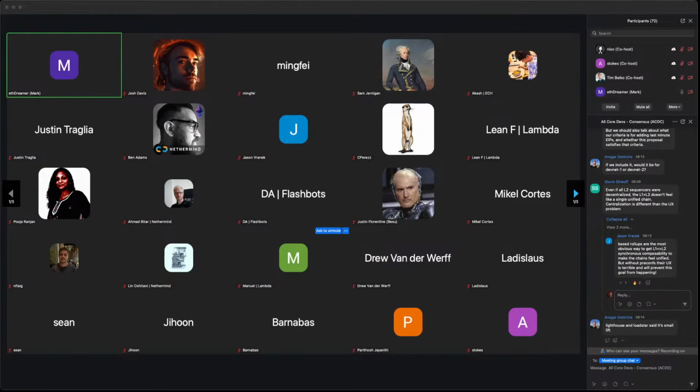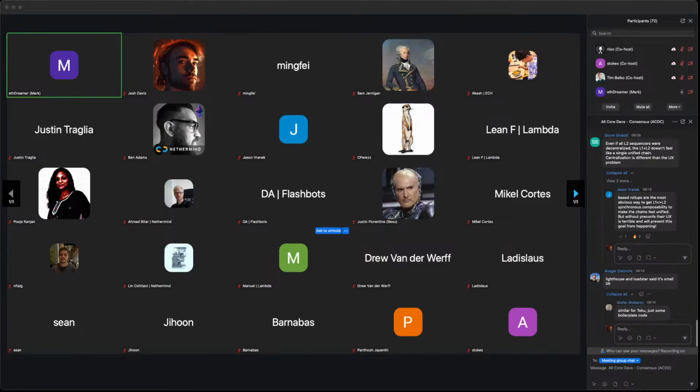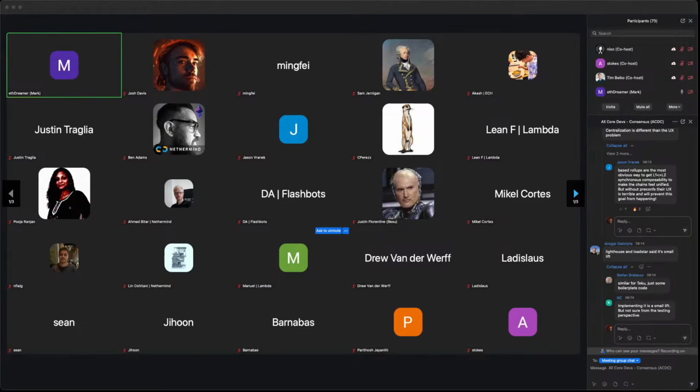It really was quite easy in Lighthouse. If you don't, the question becomes how much work is it for you to add a Fusaka beacon state? Just for the devs that haven't looked into this, that appears to be the main question. Yeah, Ansgar has a helpful comment here. Lighthouse and Lodestar said above in the chat that it's a pretty small lift, similar for Teku.